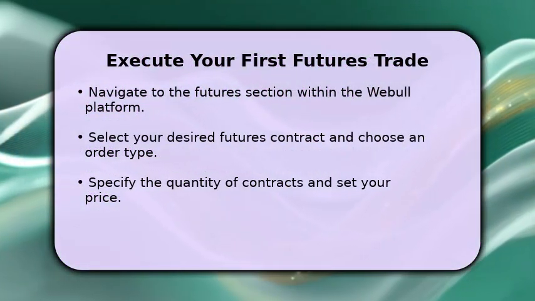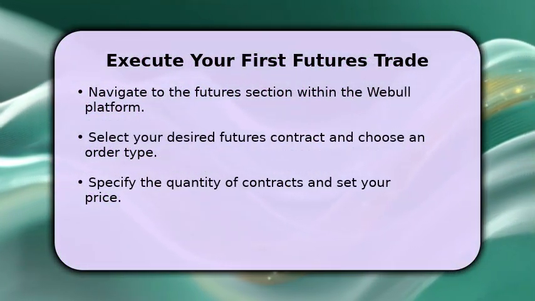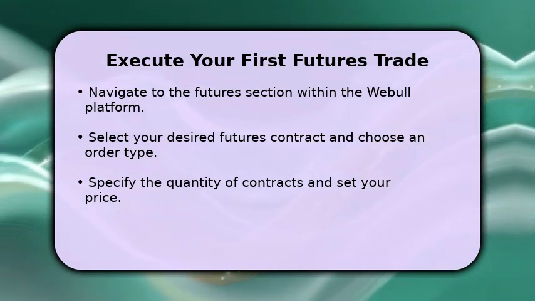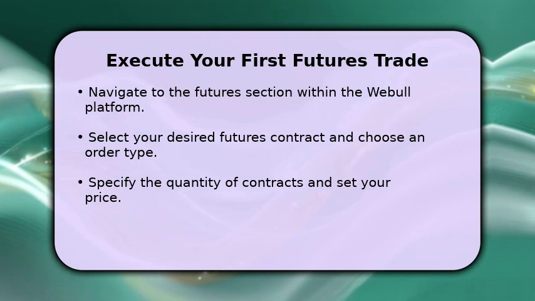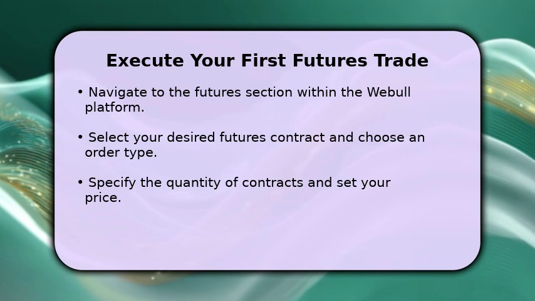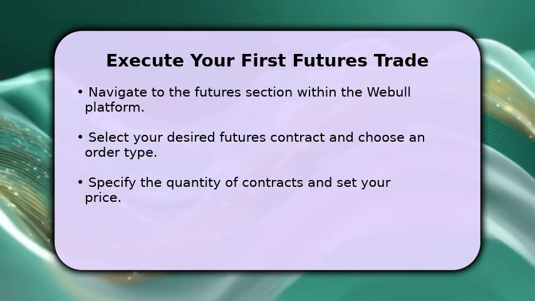Now, let's place your first futures trade. First, navigate to the dedicated futures section within the Webull platform. Browse and select the specific futures contract you wish to trade. Next, choose your preferred order type, such as a market order or a limit order.